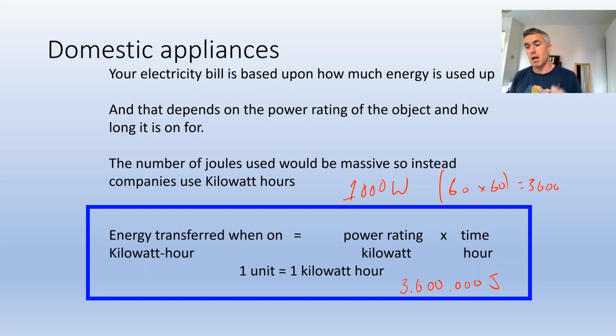So take a moment, pause, write that definition down. 1 unit is 1 kilowatt hour, and 1 kilowatt hour is 1 kilowatt for 1 hour. Write it down.